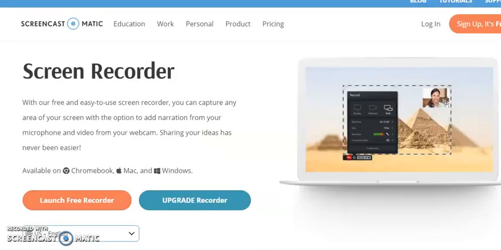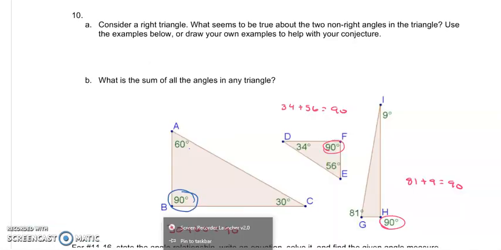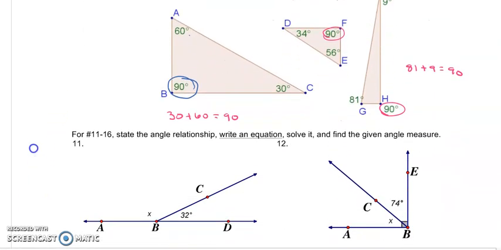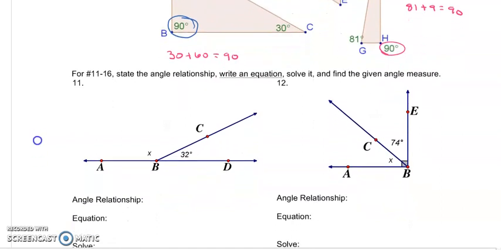Oops. So we're going to say, the two non-right angles are complementary. And again, that makes sense because we know all of those angles have to add up to 180 degrees. And if one of them is a right angle, 90 degrees, the other two have to add up to 90 degrees. All right, so let's play with some missing angles again.